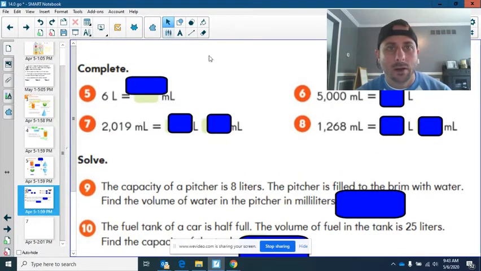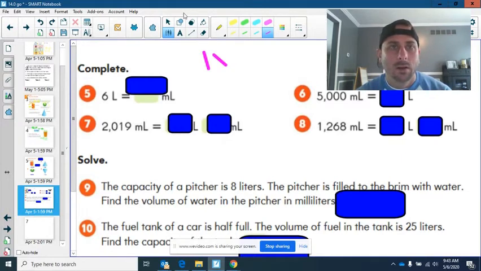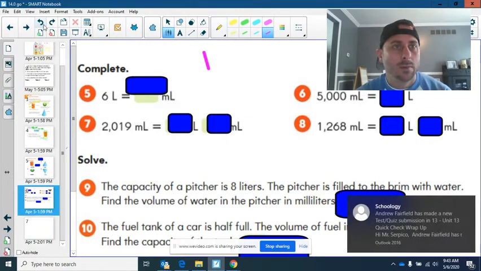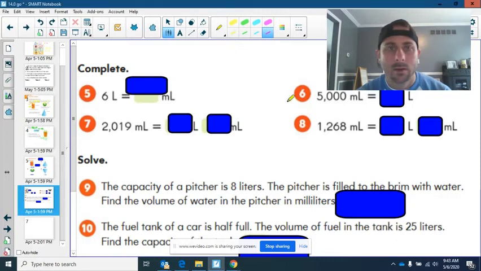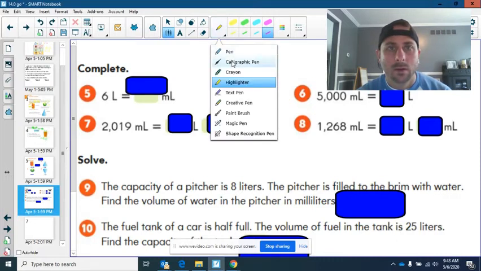The whole King Henry might help you again. Kilo, there's something wrong with my pen right here. Let me switch out of this. Let me switch to a different pen. Let me grab this one here.